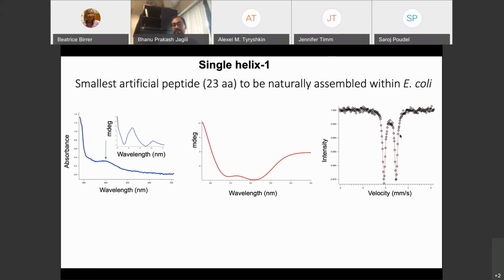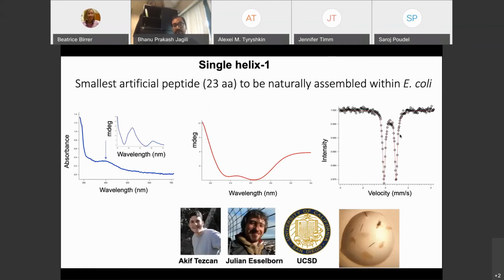We thought that because it's a very small peptide and highly structured, almost 100% helix, we could try to crystallize it. For that, we have been collaborating with Aki's group at the University of California, San Diego. Julian is a postdoc who is working on crystallization of this small single-helix iron sulfur cluster peptide. Here we got some small brown crystals, just a few days back. They're going to shoot them with X-rays, collect the data, and hopefully solve the structure soon.